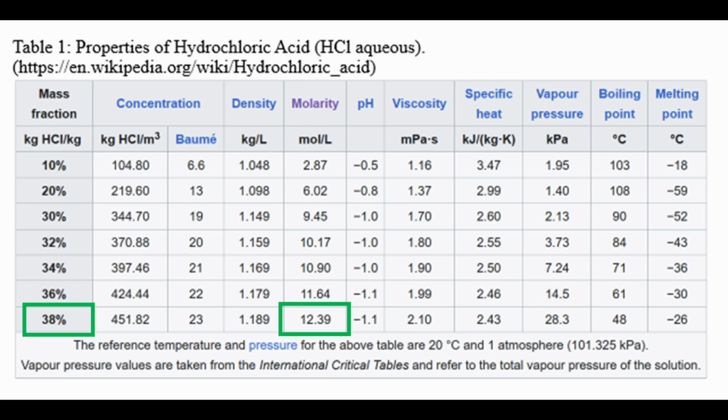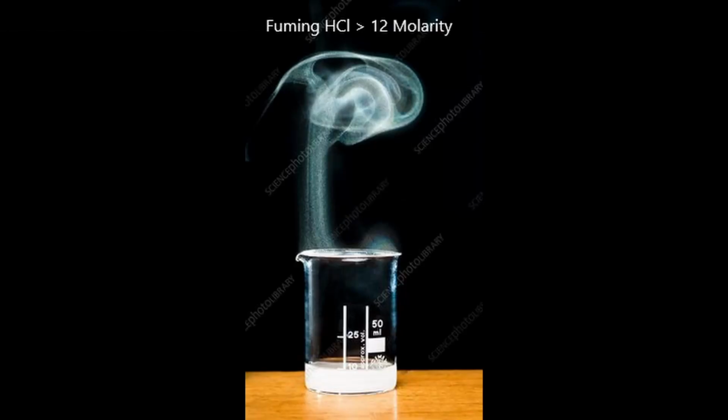We can learn more from the hydrochloric acid properties table. The highest mass fraction listed on the table is 38%. The highest molarity listed on the table is a molarity of 12.39 moles per liter. A molarity of 12 is huge. At these high mass fractions in molarity, HCl solution is called fuming hydrochloric acid because at these high values, HCl is at or near its maximum solubility in water at 20 Celsius. At mass fractions much above 38% of the solution, the hydrogen chloride gas is bubbling out of the solution.